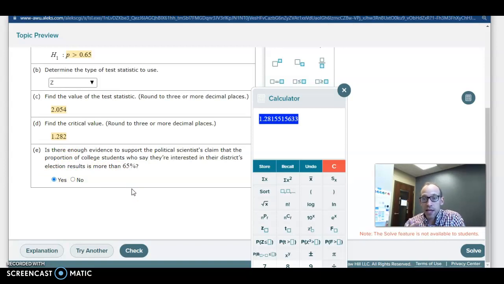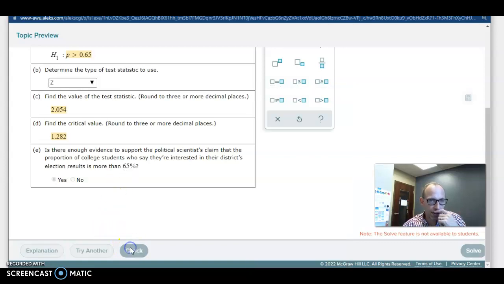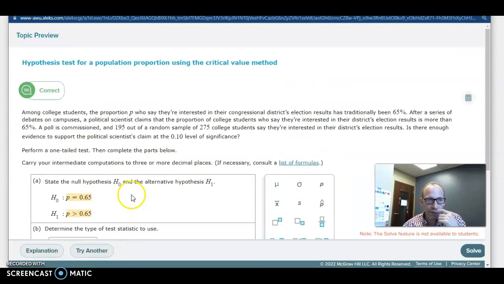In other words, there's enough evidence to reject the null. We are in the rejection region. Our test statistic is in the rejection region, so we're going to reject the null and go with the alternate claim, which is that this district is higher than that 65%. Okay.